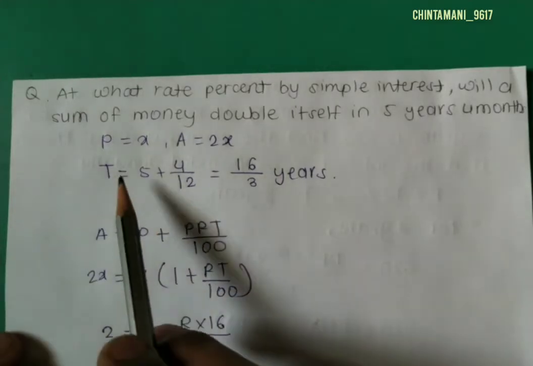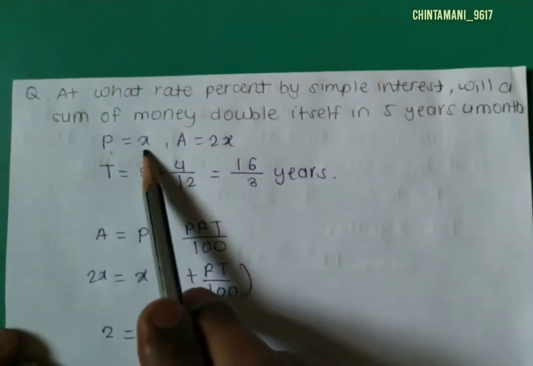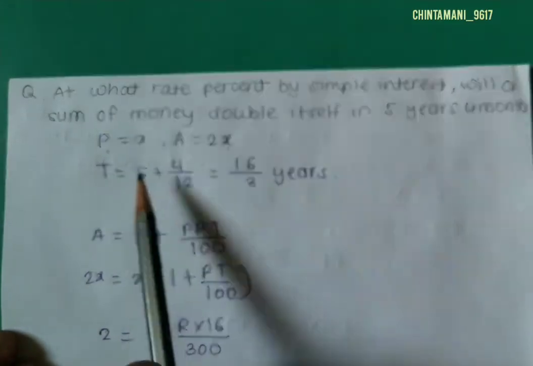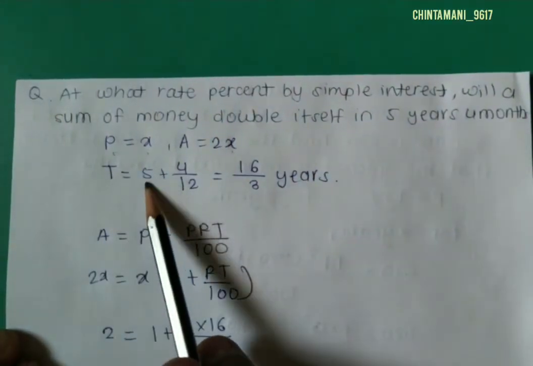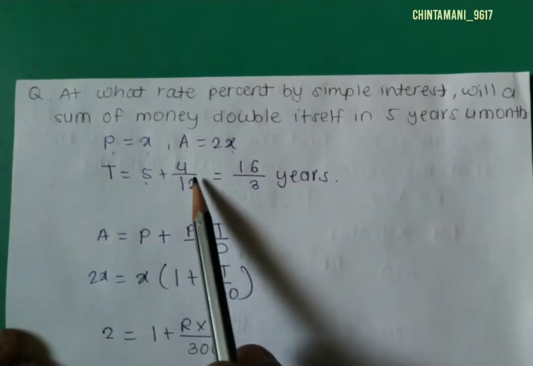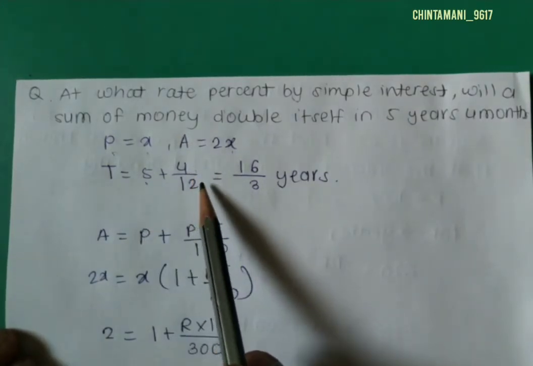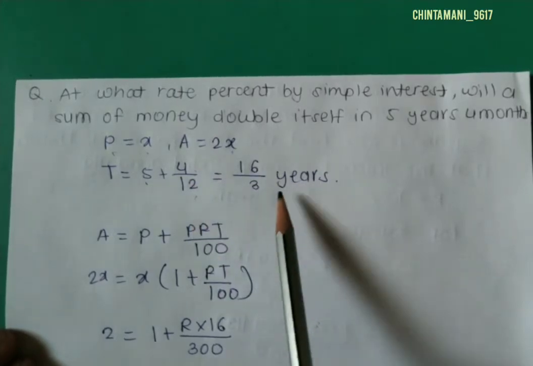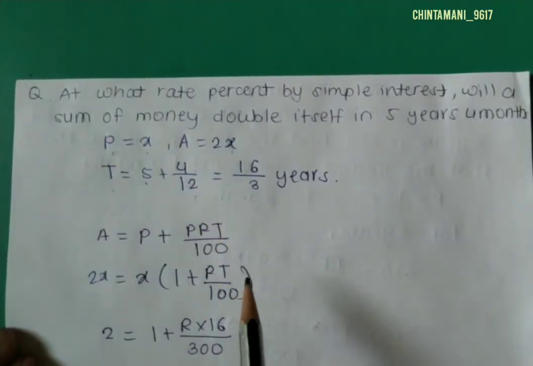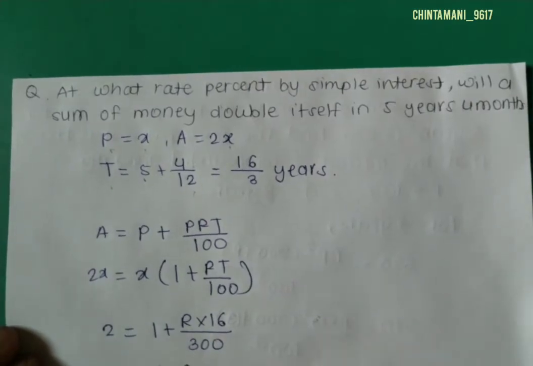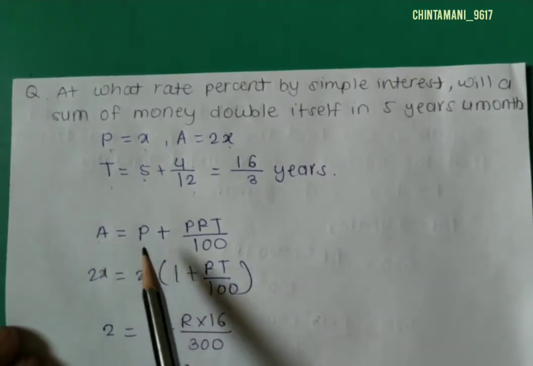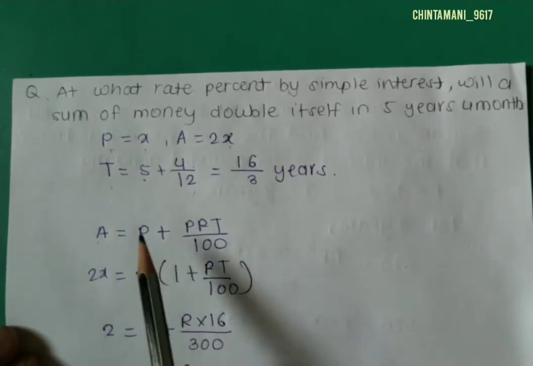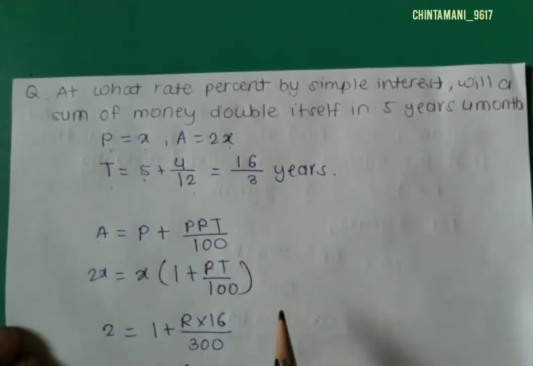Let's take the principal amount as x and the total amount as 2x, as given in the question. The time period is 5 years and 4 months. We have to convert the 4 months into years, that is 4 divided by 12. The answer will be 16/3 years as the time period. So we know the formula for the simple interest amount, that is A is equal to P plus PRT by 100, that is P (1 + RT/100).